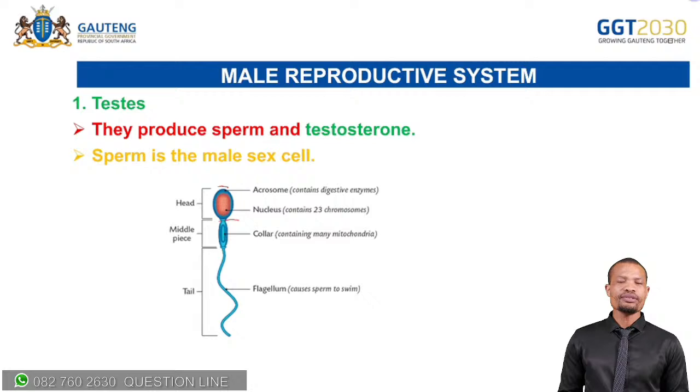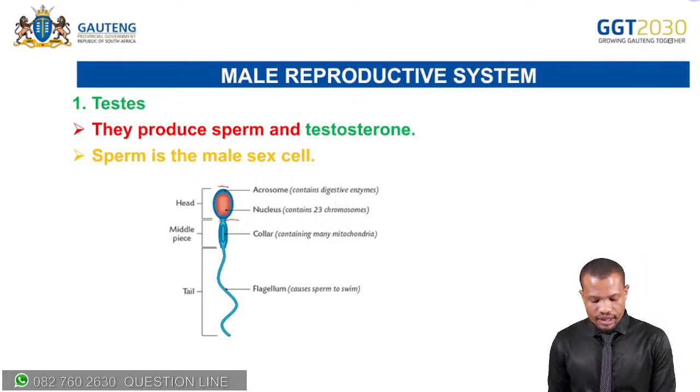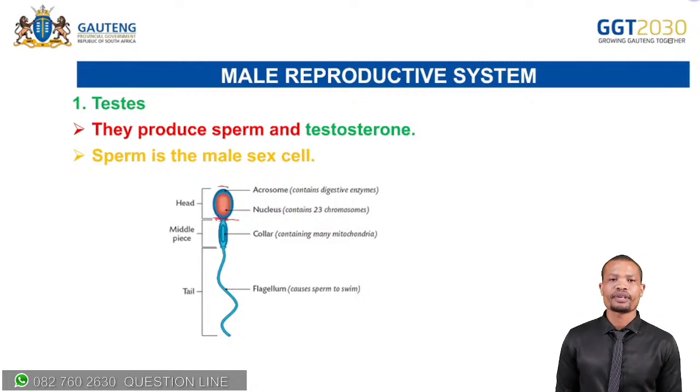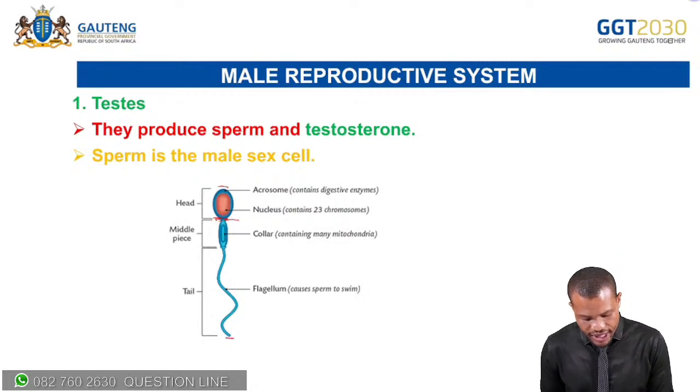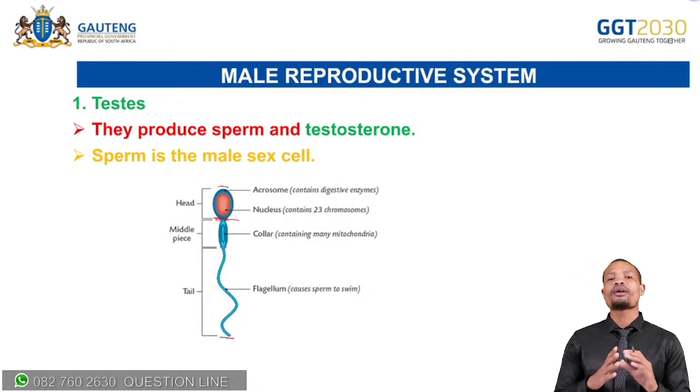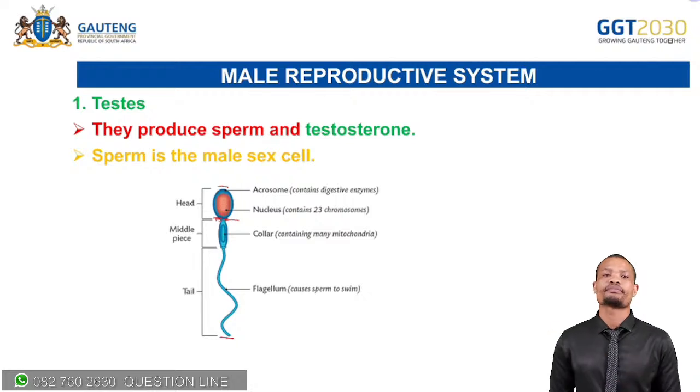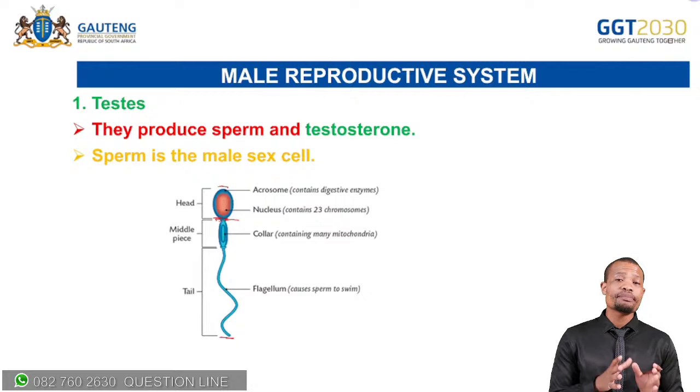Now, can you imagine if this was the end of the structure? Would this be able to go into the female reproductive system and fertilize an egg if it only had the head? Probably not. Right. So it has what? A tail. This tail is what facilitates the swimming process, okay? Because it has to swim from the penis all the way to the female vagina, right?